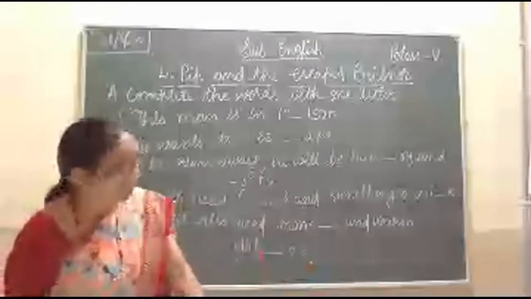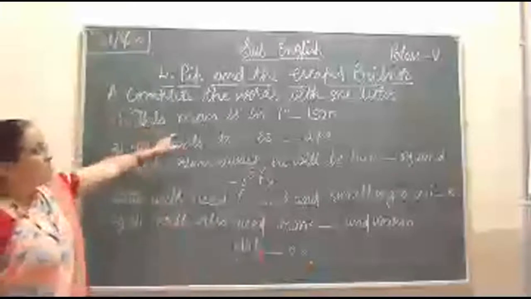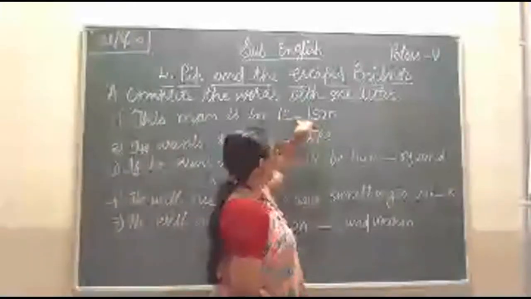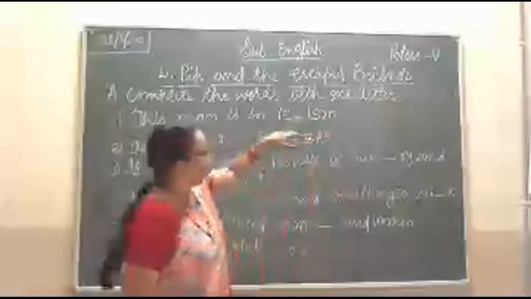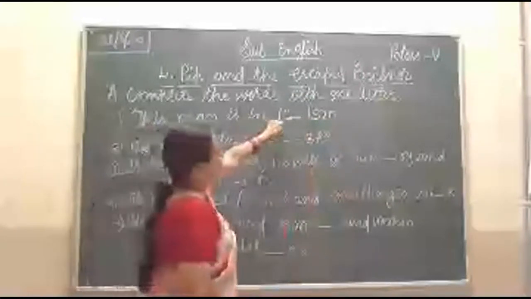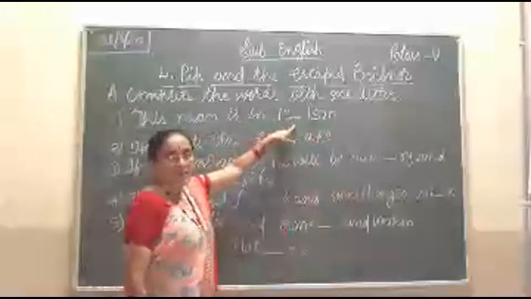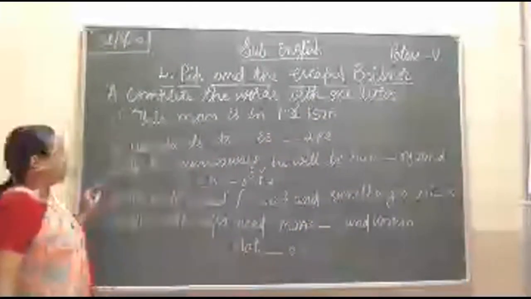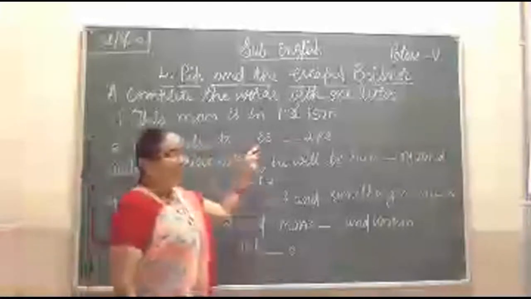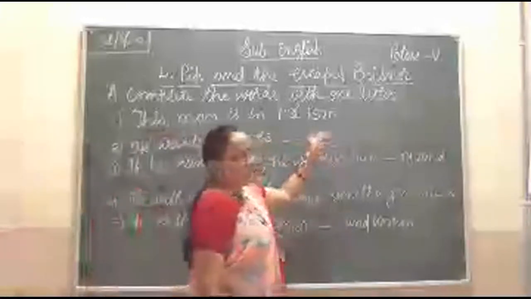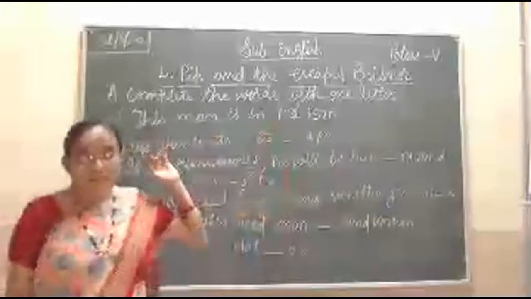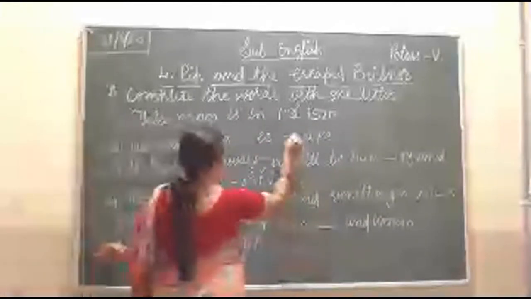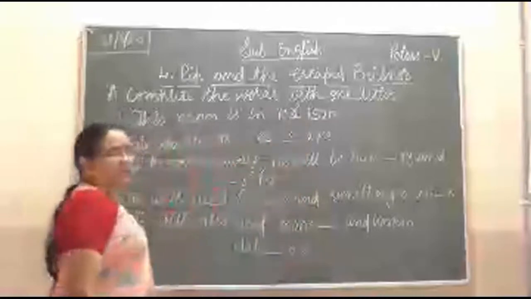Here, first one, the man is in P_ISON. Which letter must we write here? Prison. R. Next one, he wants to ESCAPE. What is the word? Yes, you are right. Escape.